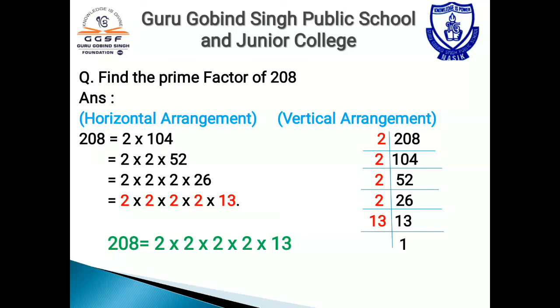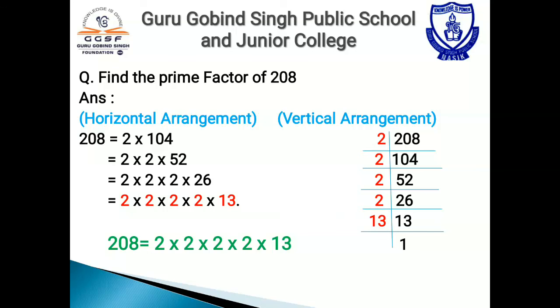And in the vertical method we take 208. First we divide it by 2. The quotient is 104. It is written below 208. Again 104 is divisible by 2. The quotient is 52. It is written below 104 and 2 is written below 2. Again 52 is divided by 2. The quotient is 26. It is written below 52 and 2 is written below the 2. Again 26 is divided by 13.